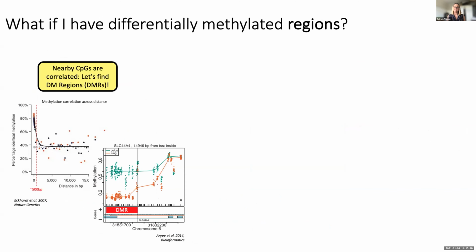So I've just talked a lot about CpGs, but that was all at the CpG site level. What if we have differentially methylated regions? We know that CpGs that are close together are correlated. They're more likely to have the same methylation measurement if they're really close together in genomic space. So we can use software to find these regions where CpGs are clustered closely together and have different mean methylation levels. For example, here is a DMR between colon and lung samples.